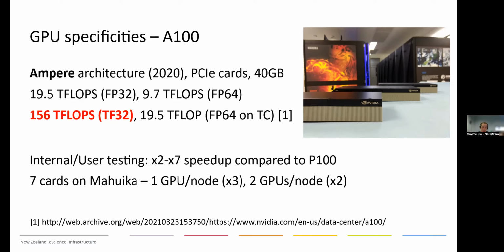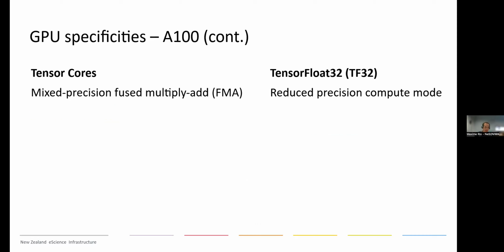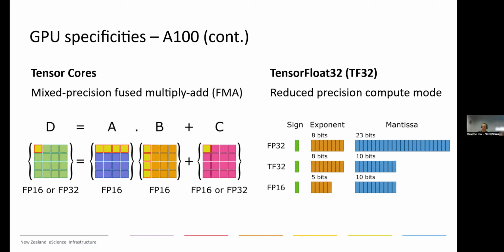So it's quite a nice improvement without changing anything else. At the moment, we have 7 cards on Mavica. So it's a mixture of 2 GPUs per node and 1 GPU per node. Okay, so let's get a bit more into the details of why this Ampere architecture. I mean, what are the specificities that make it very exciting?